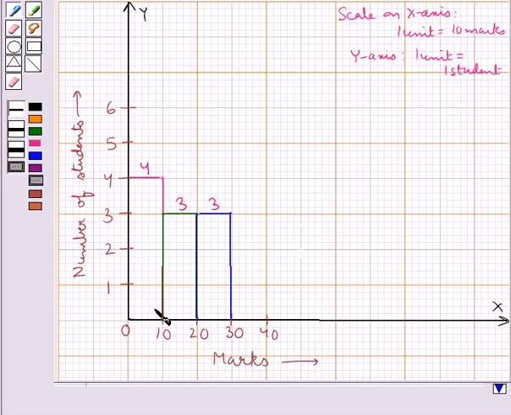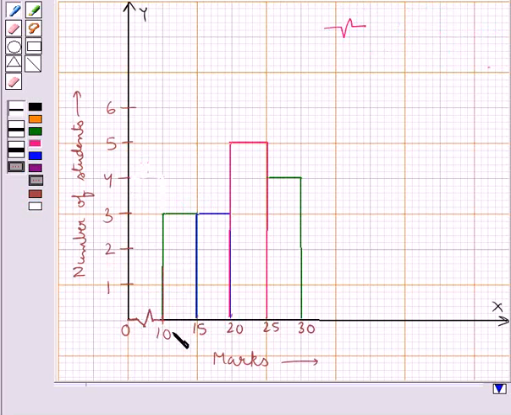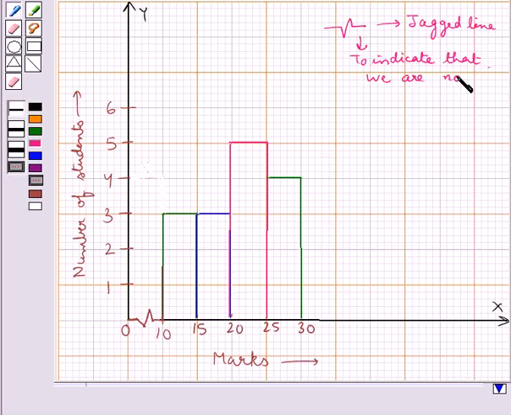Now as you can see, the bars are of equal width with no gaps in between. And the height of the bar gives the number of data items in a particular group and is the frequency. Consider this histogram. In this you can see this line. This is called the jagged line. It is used along the horizontal line to indicate that we are not showing the numbers between 0 to 10.